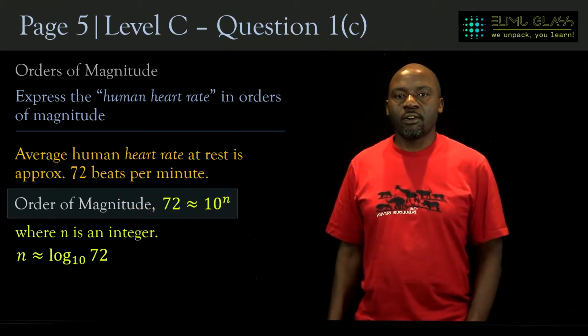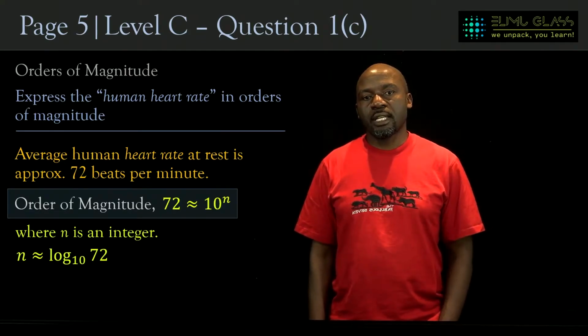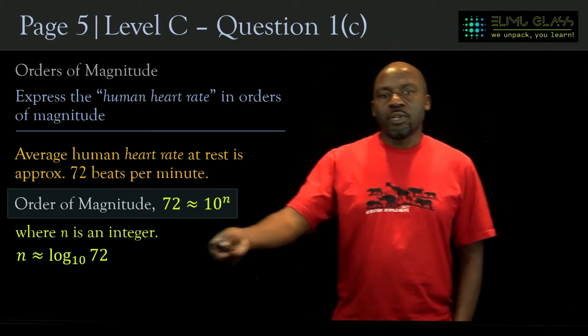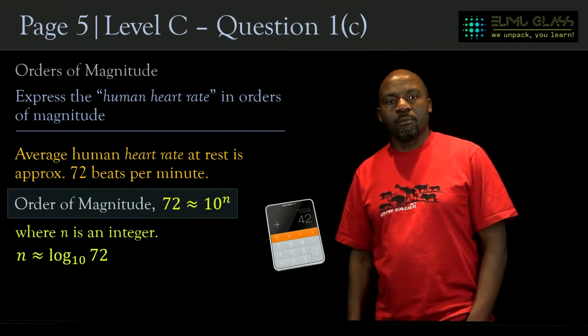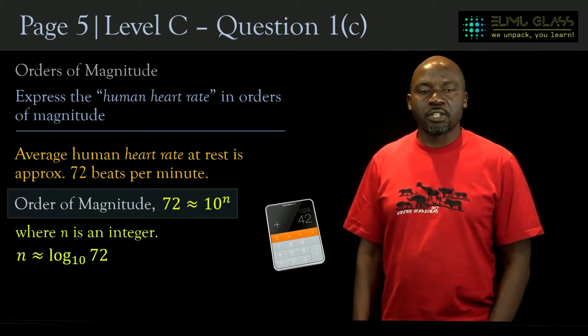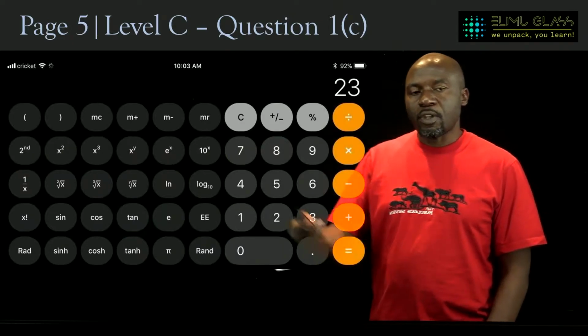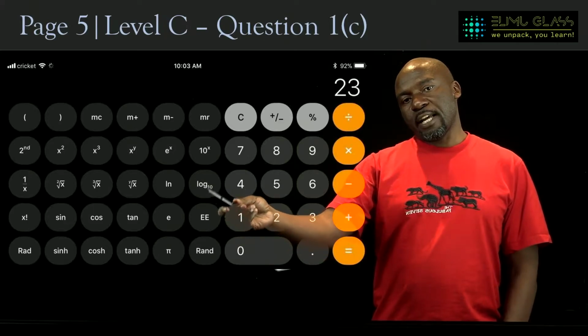If you haven't done logarithms, you need not worry. We are not going to spend too much on this. Logarithms is a topic that will come later. All we need to do is go to our calculator and work out the logarithm of 72 under base 10. If you have an iPhone, for example, there is log to base 10 here.